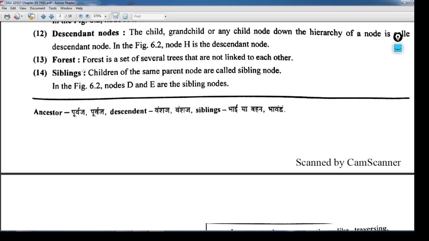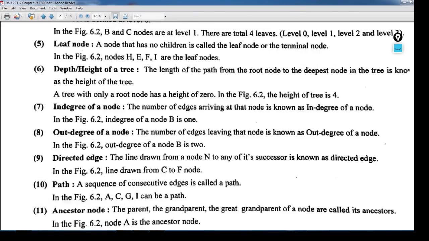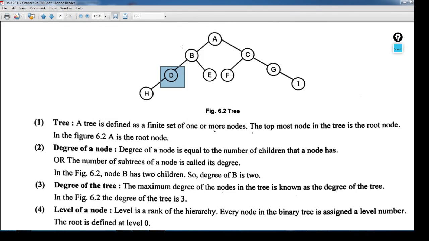Siblings means children of the same parent, right? In the diagram, B and C are siblings because their parent is A, right? D and E are also siblings because their parent is B. F and G are also siblings because their parent is C, right?